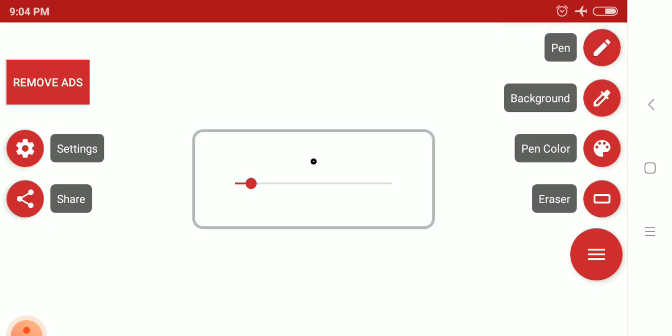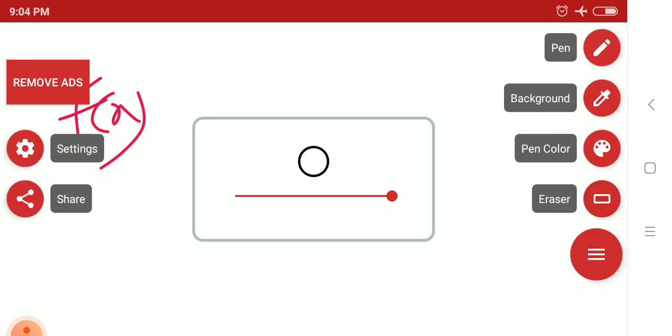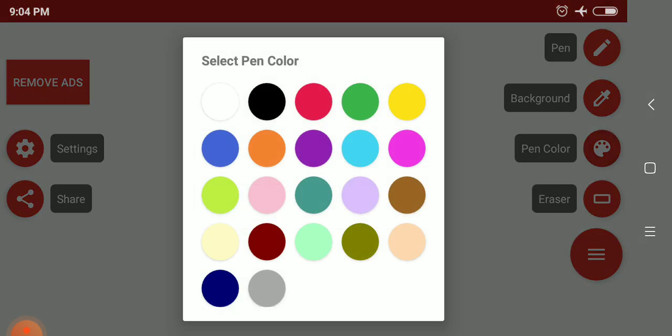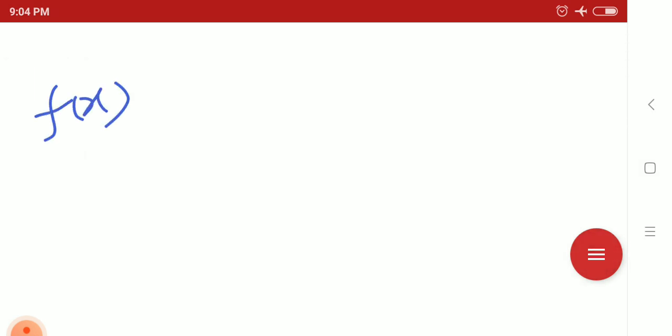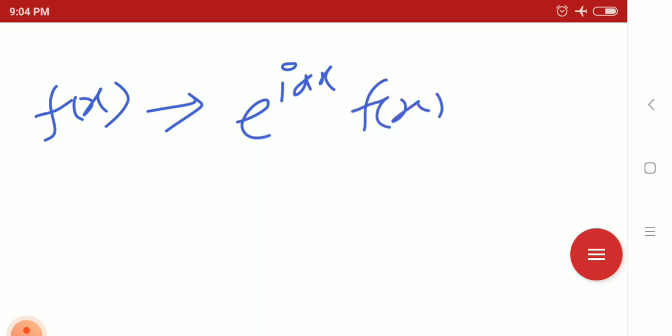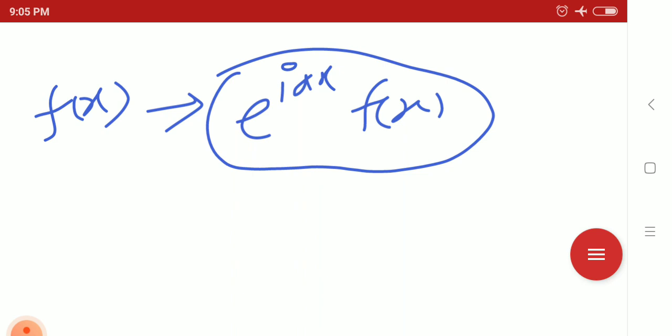So let's discuss an example also. Suppose we have a function f of x. Let me change the pen color. Suppose we take the function e to the power iota a x f of x. So what will be the Fourier transformation of e to the power iota a x f of x?